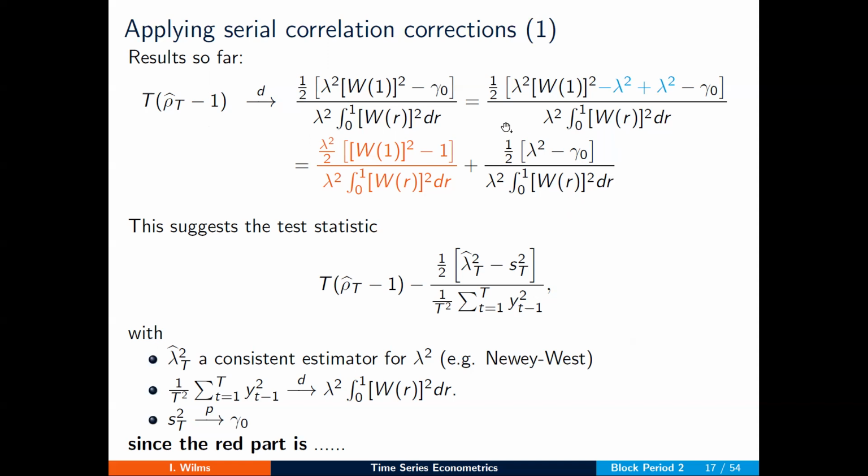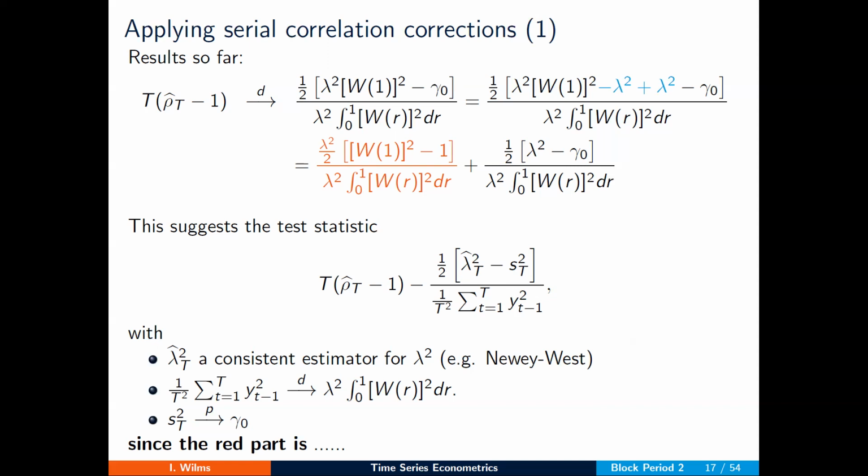And why is that useful? Well, if I subtract a sample counterpart from this second limiting distribution over here, then this new test statistic would just simply converge to the red limiting distribution, the Dickey-Fuller distribution, which is free of nuisance parameters. And in this line over here, I indeed plug in all of the sample counterparts of this second term over here. We need a consistent estimator of our long-run variance.